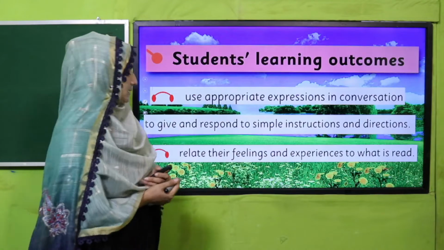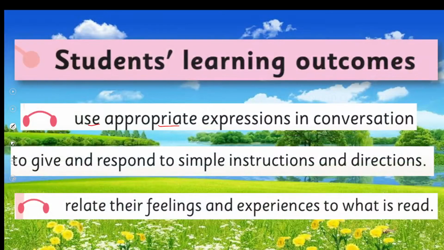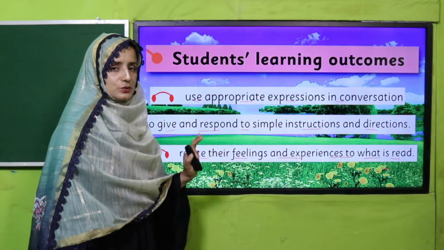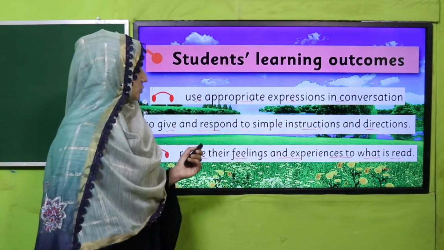So our today's learning outcomes are: use appropriate expressions in conversation to give and respond to simple instructions and directions. Relate their feelings and experiences to what is read. Okay, so these are our SLOs, my dear students, and we are going to cover these today.